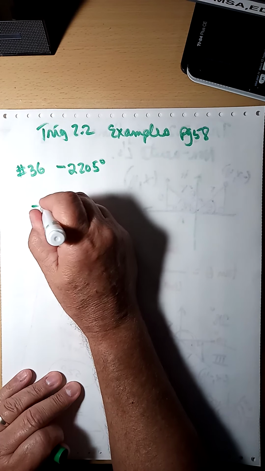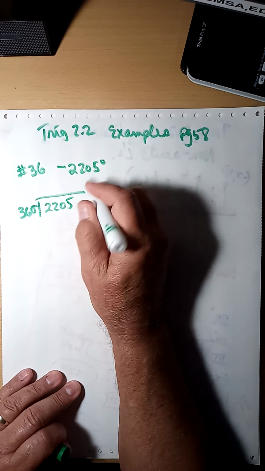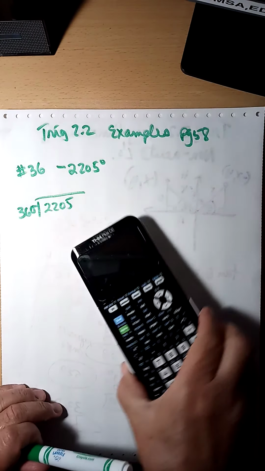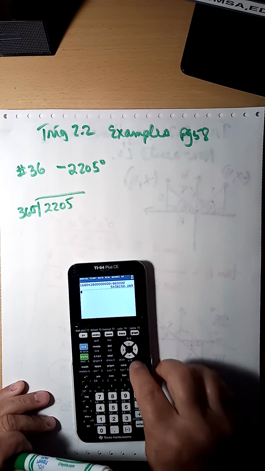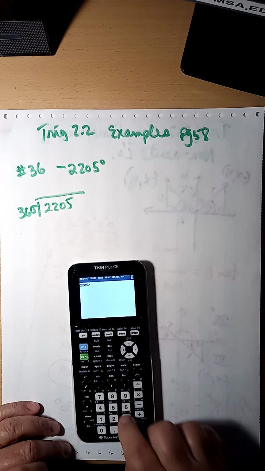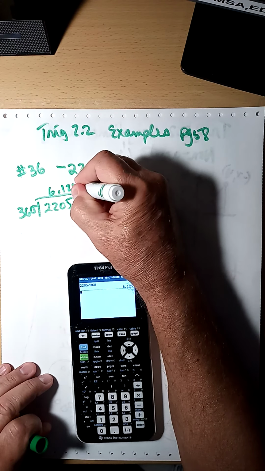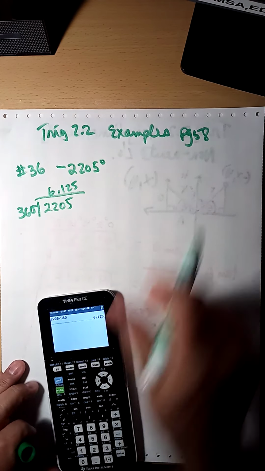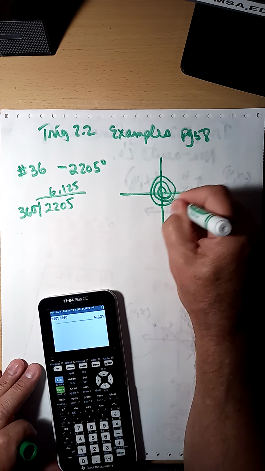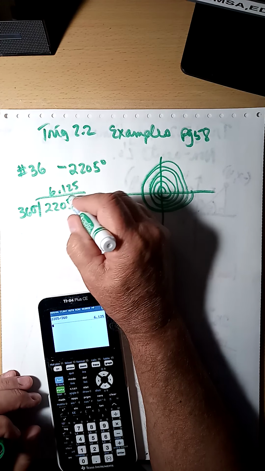Let's see. 2,205 divided by 360. Well, we can use our calculator a little bit for this. Take 2,205 and divide by 360. You get 6.125. What does that mean? That means gone around the circle 1, 2, 3, 4, 5, 6, and then you've gone around the circle 0.125.